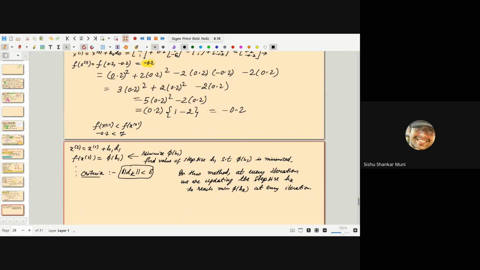Is everyone understanding this? So this is the main catch here. At every iteration, you are finding the optimum step size for which phi of h is minimum. And therefore, this method is computationally very expensive because at every iteration, you are minimizing phi of h. At every iteration, you are minimizing it. Therefore, it is a computationally expensive method.